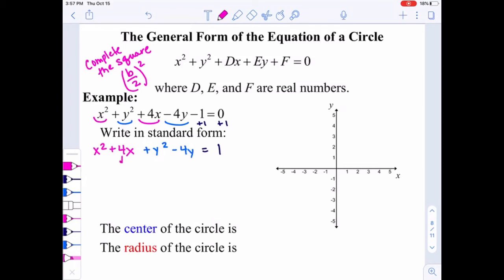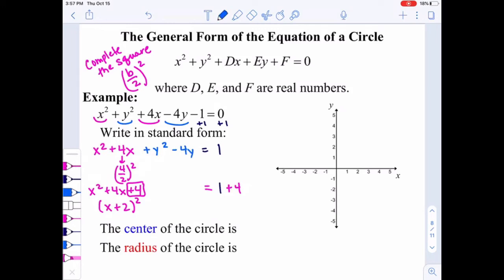So if I take this b value of 4, I divide it by 2 and I square it, I'm going to have 2 squared, which is 4, which means I'm going to have an x squared plus a 4x plus a 4 to get an x plus 2 that's squared. Well, if I add in a plus 4 here, where else do I need to add in a plus 4? I also need to add in a plus 4 over on the other side of the equal sign.